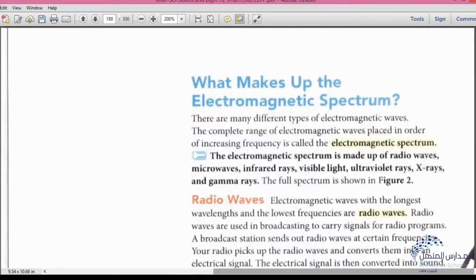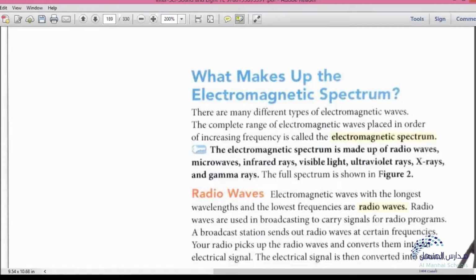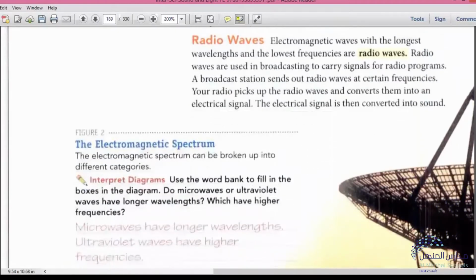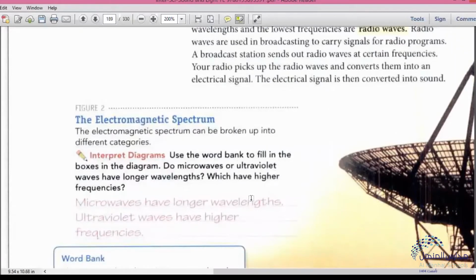What makes up the electromagnetic spectrum? Now, the full pattern of the electromagnetic spectrum is made up of radio waves at the left side, followed by microwaves, infrared rays, visible light, ultraviolet rays, X-rays, and at the end we find gamma rays. So gamma rays have the highest energy. The first one is radio waves, which have the longest wavelength and the lowest frequency. The question is, use the word bank to fill the boxes in the diagram. Do microwaves or ultraviolet waves have longer wavelengths, which have higher frequency?